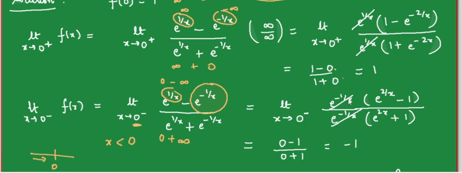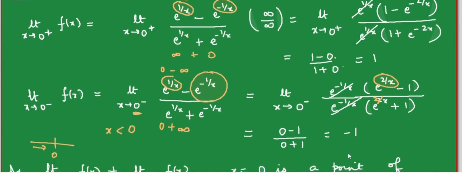So you take e to power minus 1 by x common now to cancel it out, and the remaining terms are e to power 2 by x minus 1 in the numerator, and e to power 2 by x plus 1 in the denominator. Now your x is negative and you have 2 by x here. So it's a negative expression with 0 in the denominator. So it becomes 0 minus 1 upon 0 plus 1. So that's equal to minus 1.